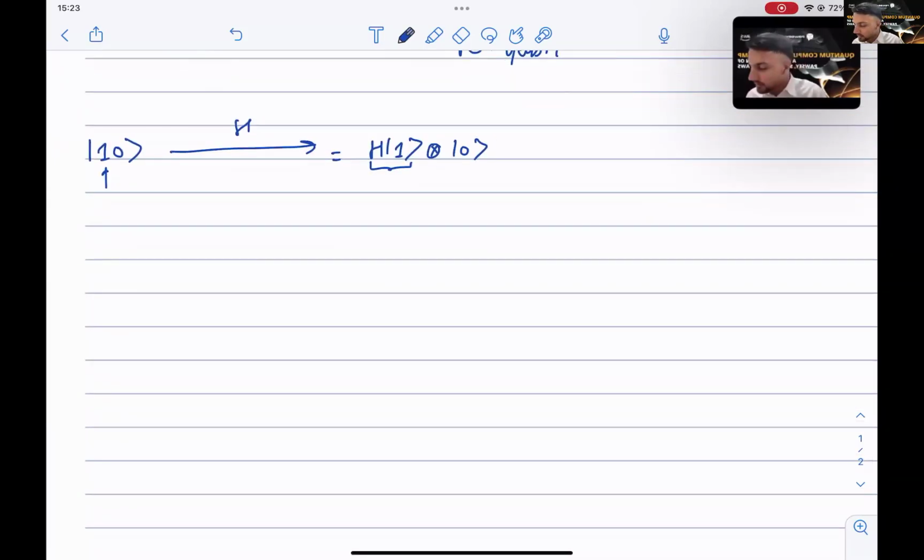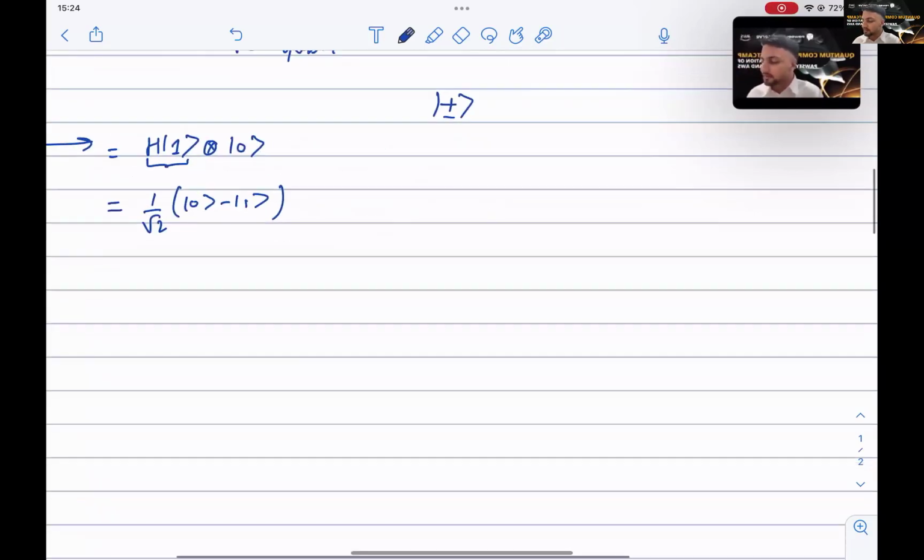And so if you apply Hadamard on the 1 state, what do you get? So someone already answered. The answer is 1 over square root of 2, 0 minus 1, right? This is also called the minus state, okay? So it's written like this. So the definition of the plus and the minus state is 0 plus or minus 1, okay?